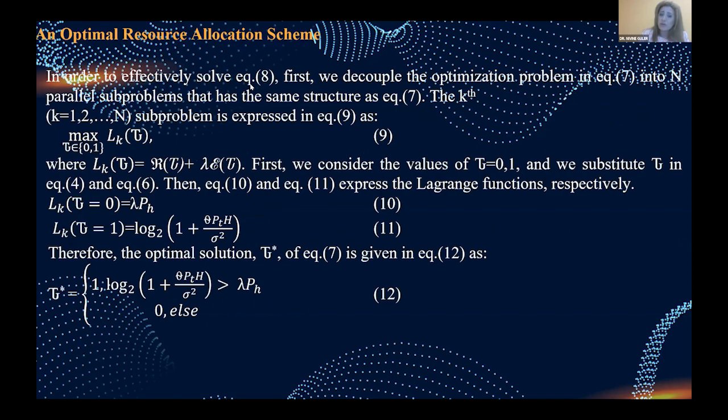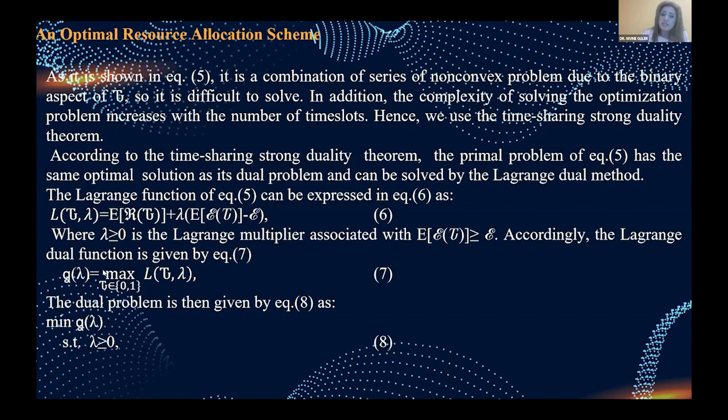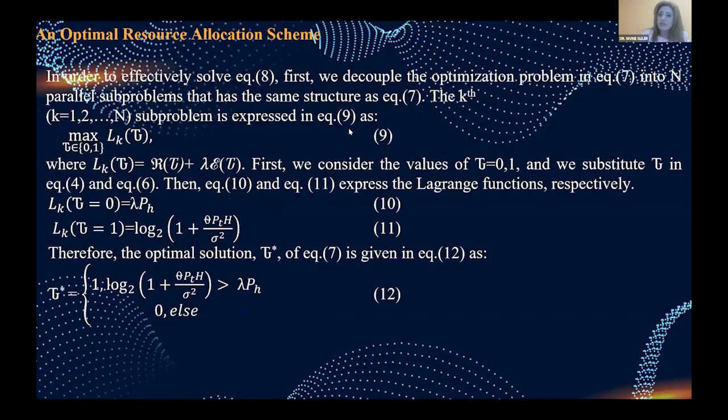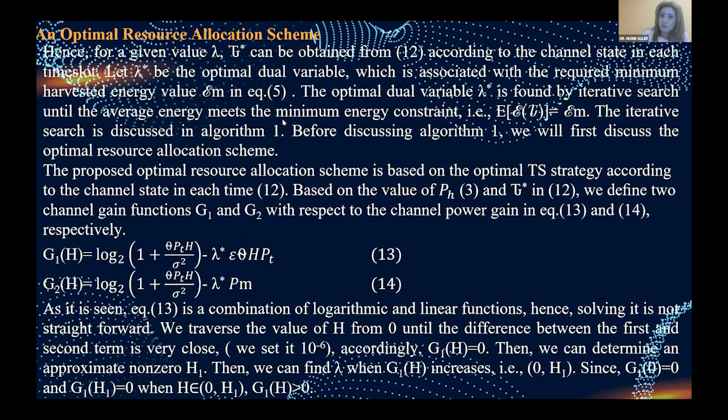In order to solve equation 8, we have to decouple equation 7 into N parallel subproblems, given k from 1 to N. And we formulated the expressions in order to have the optimal solution tau given by equation 12. So for a given value, we can find tau, and accordingly, the optimal dual variable is found by an iterative solution.